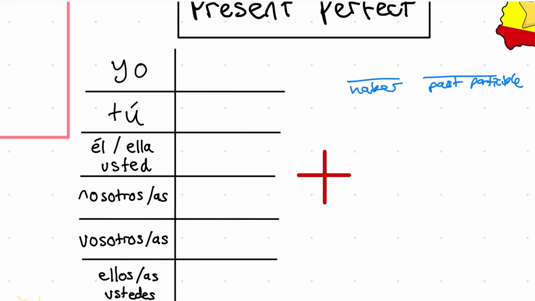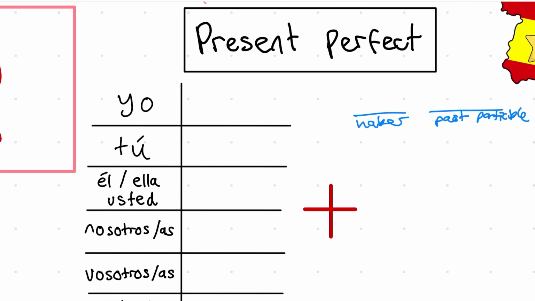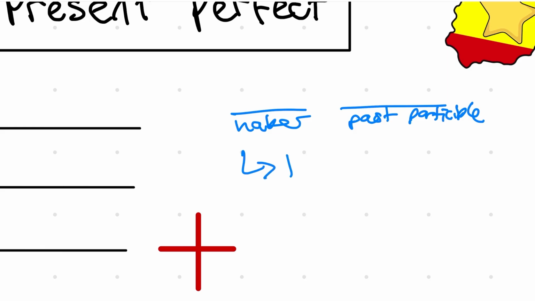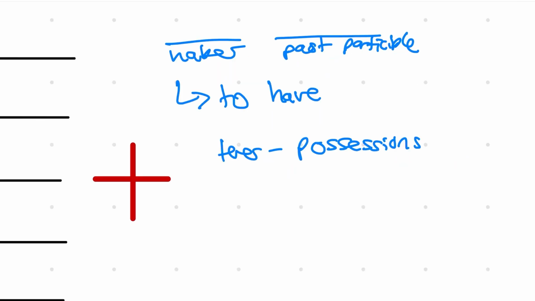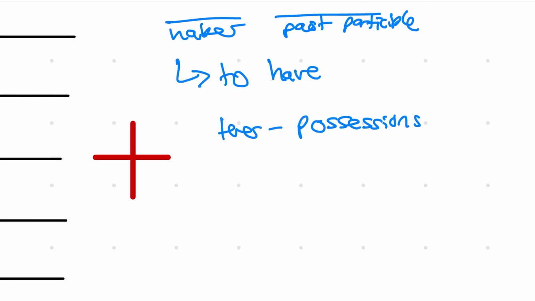Let's look at the conjugations of haber. Haber is a really interesting verb. It means to have. But you may ask yourself, tener also means to have, so what's the difference? Tener is only used for possessions. For example, I could say tengo un gato, tengo 18 años, whatever. So things that you have, possessions. Haber is used for your compound tenses.